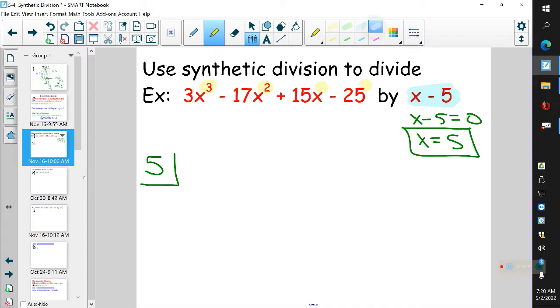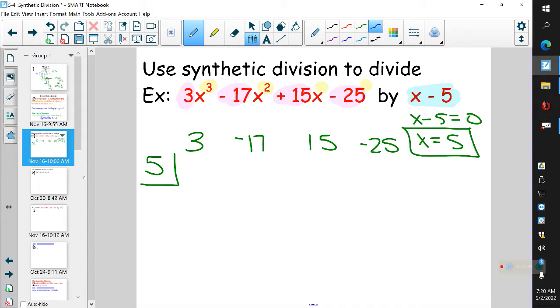At this point, you then are going to grab only the coefficients with the sign to the left of them. Only the coefficients with the sign to the left of them. Okay? So I'm going to equally space these out with the number 3, negative 17, 15, and negative 25.